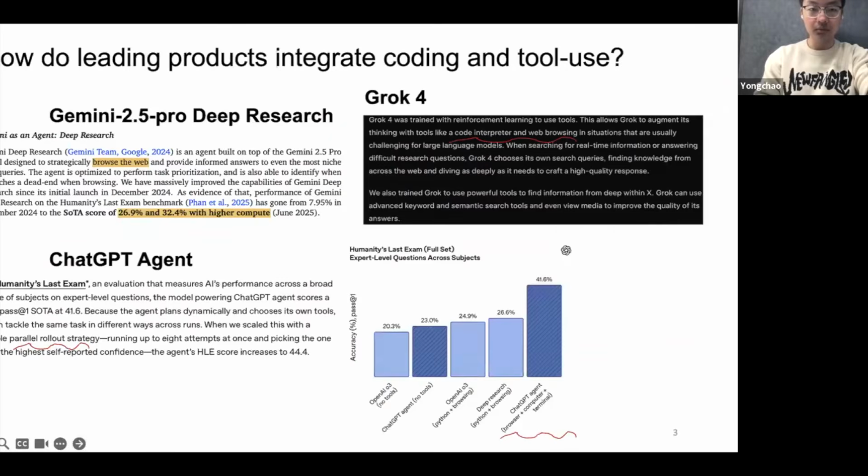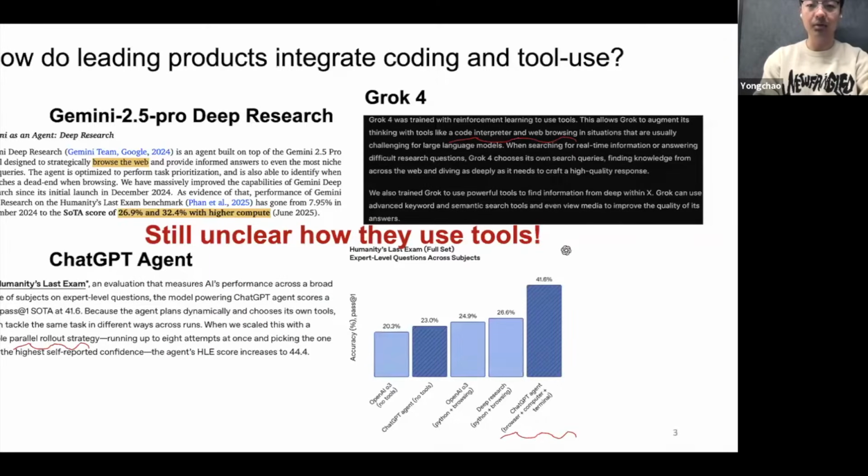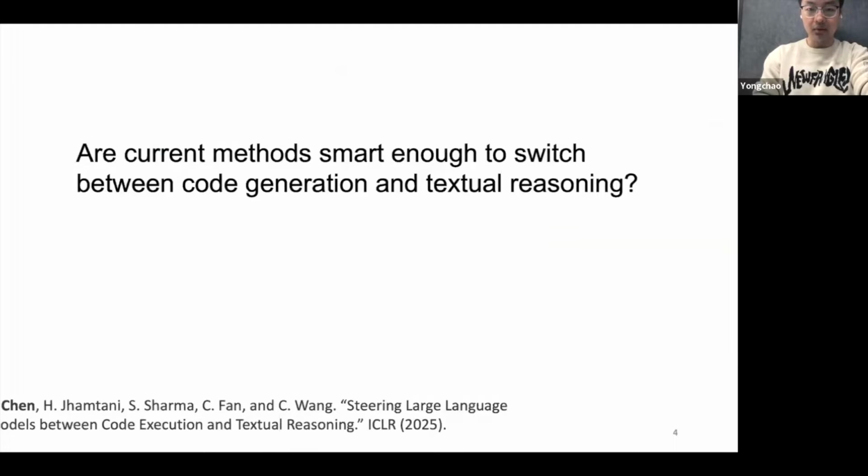If we look into the current leading models like Gemini 2.5 Pro, Grok 4, or ChatGPT Agent, in their technical reports they always say they use a code interpreter and web browsing, these two tools, to help LLM reasoning capabilities. They always report that when we use browsing and the computer terminal, the code interpreter, the performance is much better. But when we look into the details of the technical reports, there is no clear description of how they use these tools, or how they enable the models to extensively utilize the capabilities of these two tools.